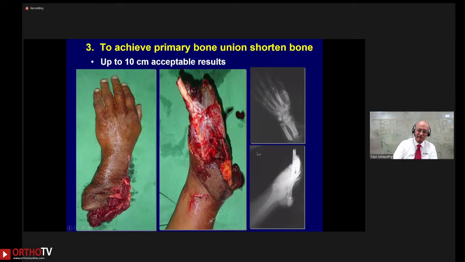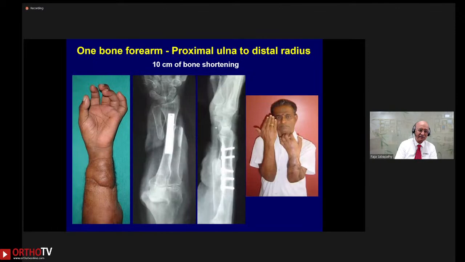See, here you find a dislocated elbow and it is so much open. And anyone will say, no, it's not worth replanting. But then what do you do if you don't replant? So we have shortened it 10 centimeters. We have created a one bone forearm.